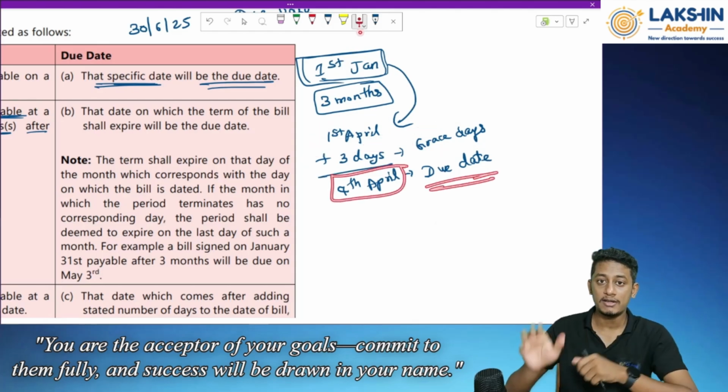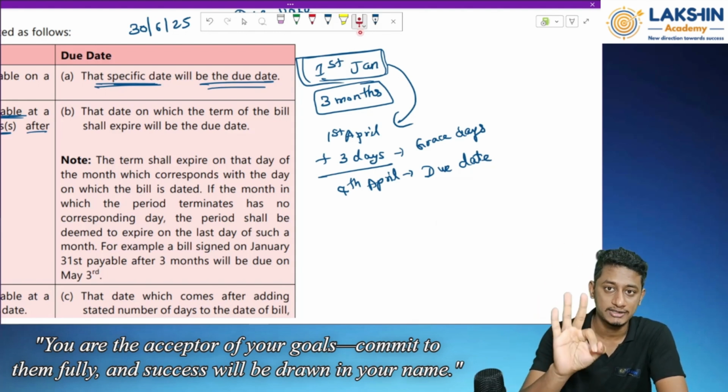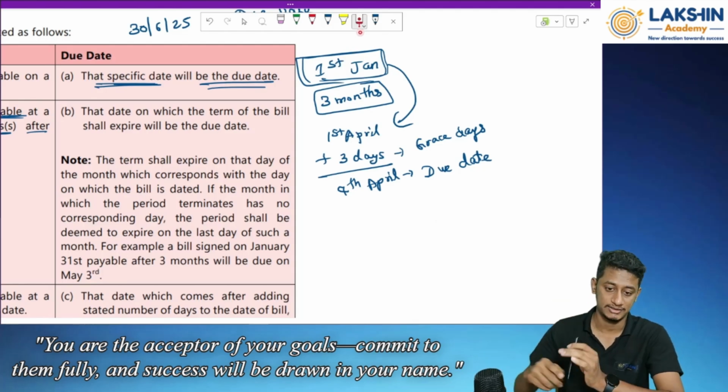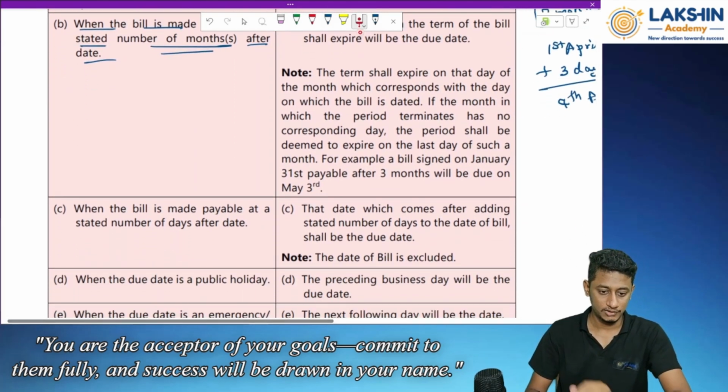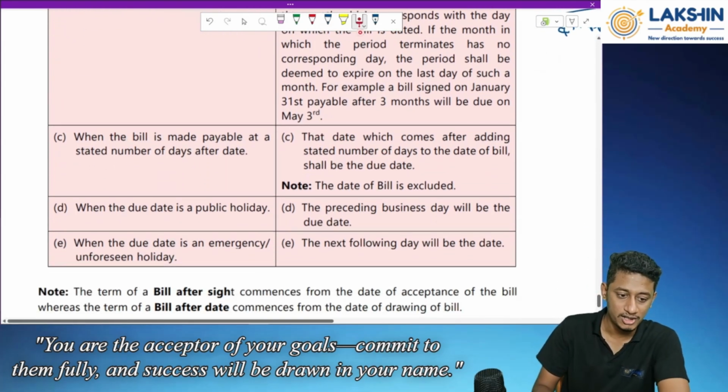So whenever the bill is given after 3 months, it should be after the grace days of 3 days. So after 3 days only you can give the bill and get it cleared. Clear? Yes. Now, this is not required. This you can skip. It's not so important.